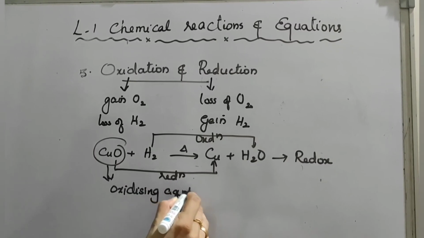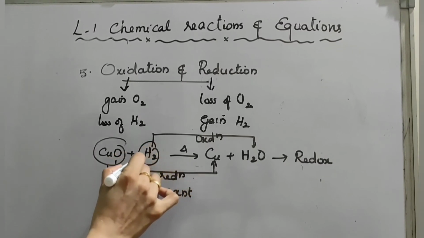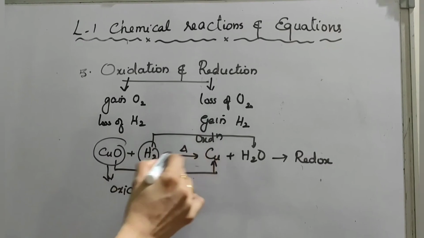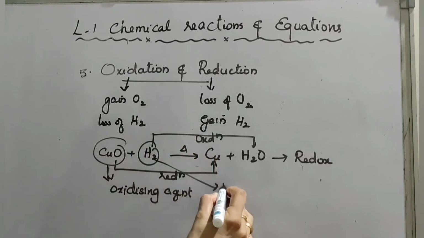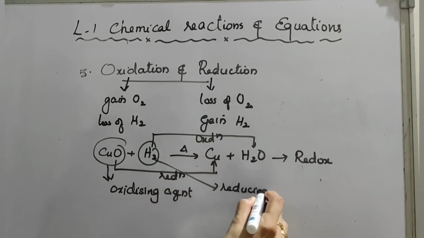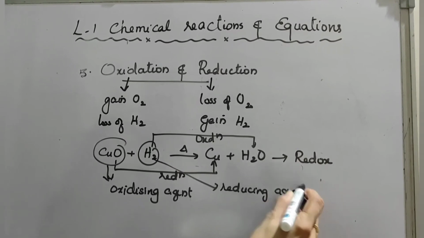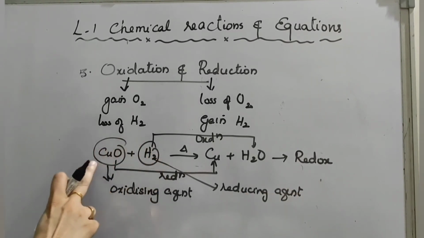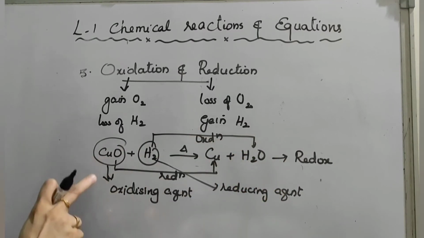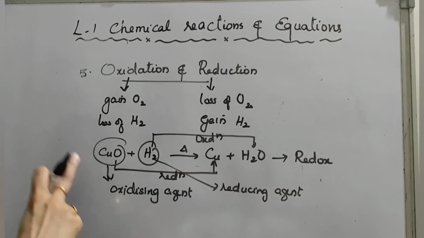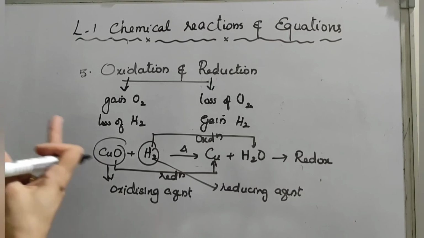And in the case of hydrogen, oxidation has happened, so it is known as the reducing agent. How can we check the oxidizing agent and reducing agent? Only on the reactant side, so don't look at the product side. So copper oxide, these substances, how oxidizing agent means substances which can bring about oxidation.